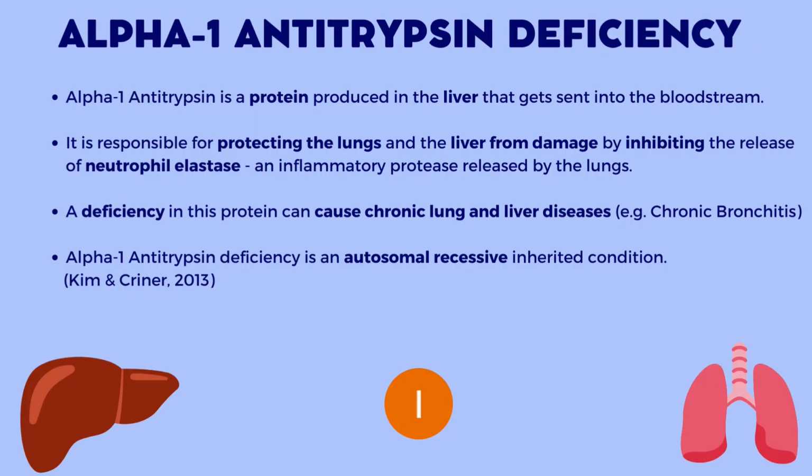Alpha-1 antitrypsin is a protein produced in the liver sent out in circulation. It is responsible for protecting the lungs and the liver from damage by inhibiting the release of neutrophil elastase, an inflammatory protease released by the lungs. A deficiency in this protein can cause chronic lung and liver diseases, such as chronic bronchitis. Alpha-1 antitrypsin deficiency is an autosomal recessive inherited condition.